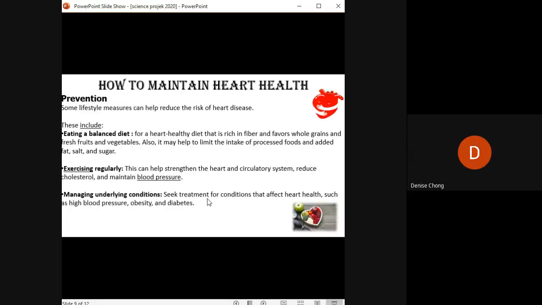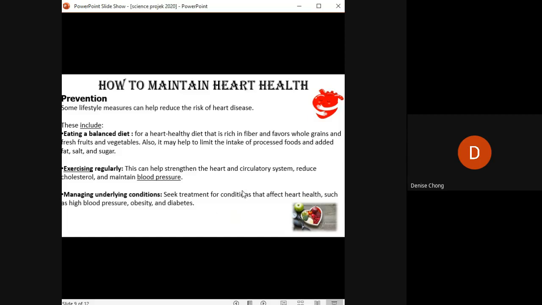How to maintain heart health. Prevention. Some lifestyle measures can help reduce the risk of heart disease. These include eating a balanced diet, a heart healthy diet that is rich in fiber and flavors, whole grains and fresh fruits and vegetables. Also, it may help to limit the intake of processed food and added fat, salt, and sugar.